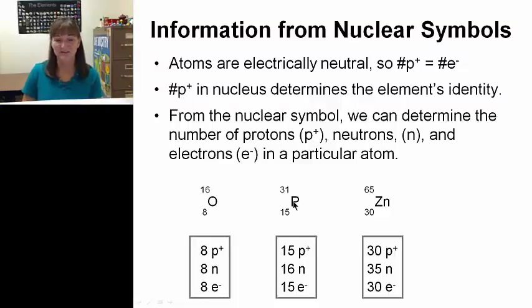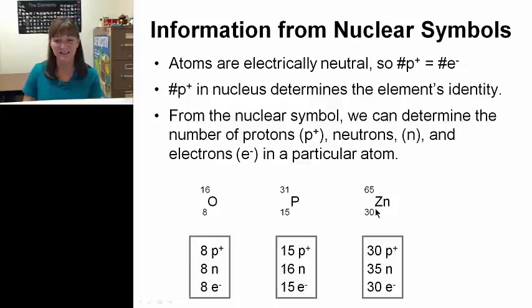If we move over here to phosphorus, we know that there are 15 protons, so we can jot that down real quick. Since it's an atom, we can quickly write down 15 electrons. The neutrons here take a little bit more work. To figure out the number of neutrons, you take the mass number, 31, minus the atomic number, 15. So 31 minus 15 is 16. That tells us there are 16 neutrons.